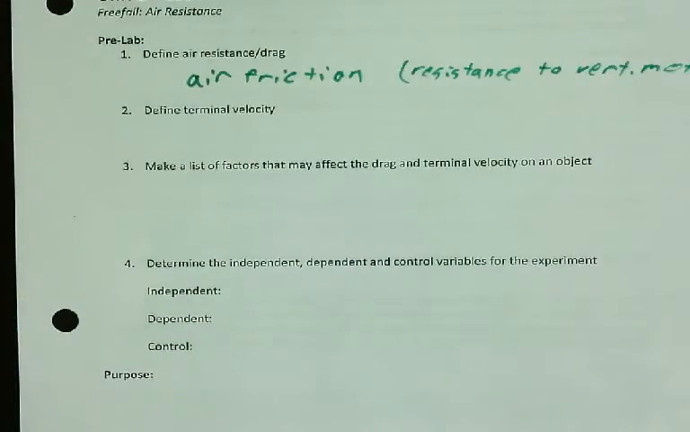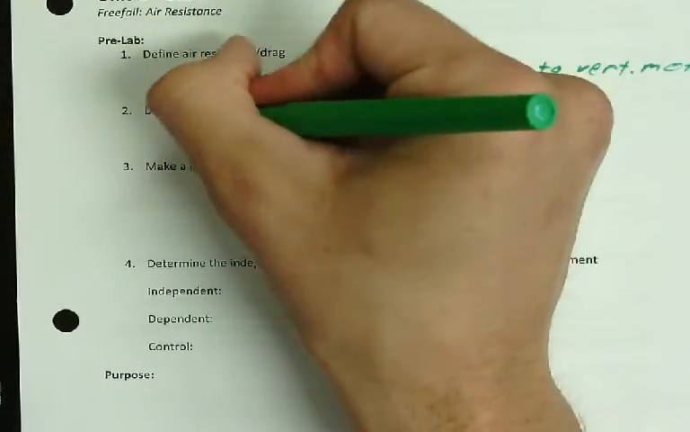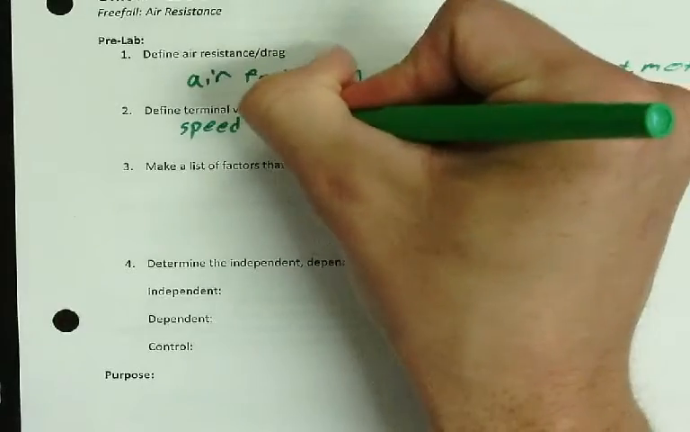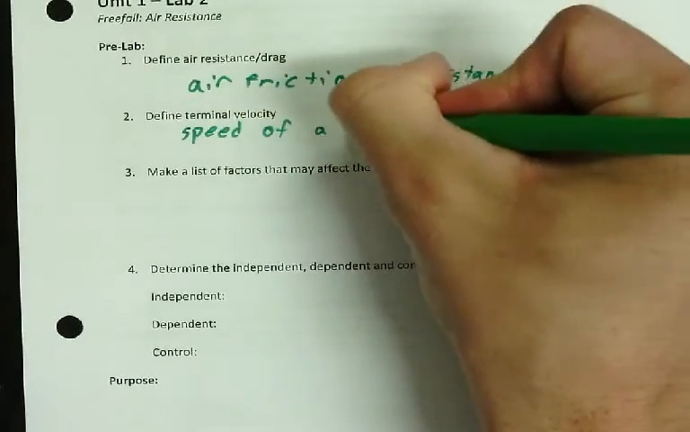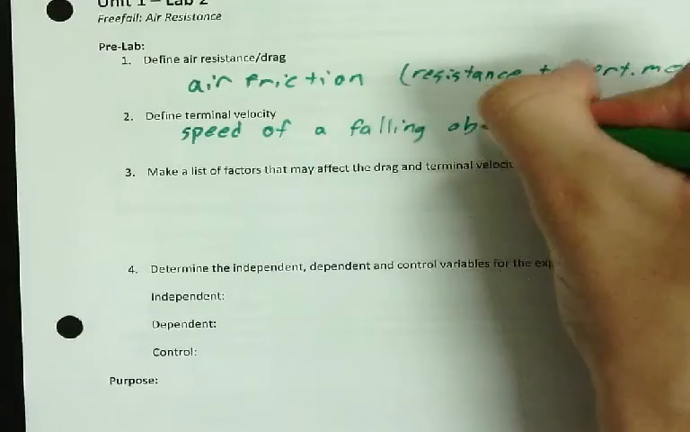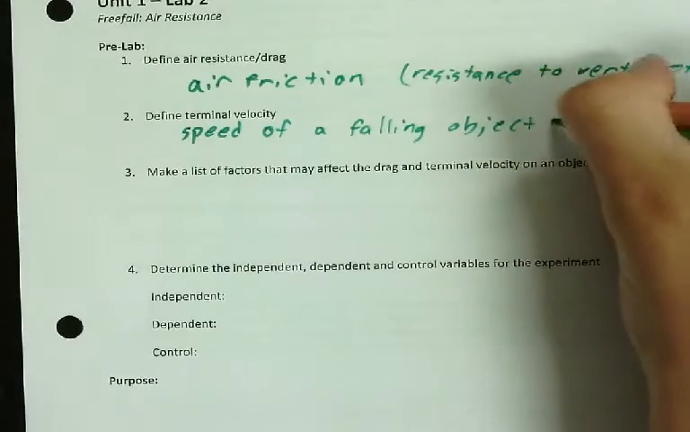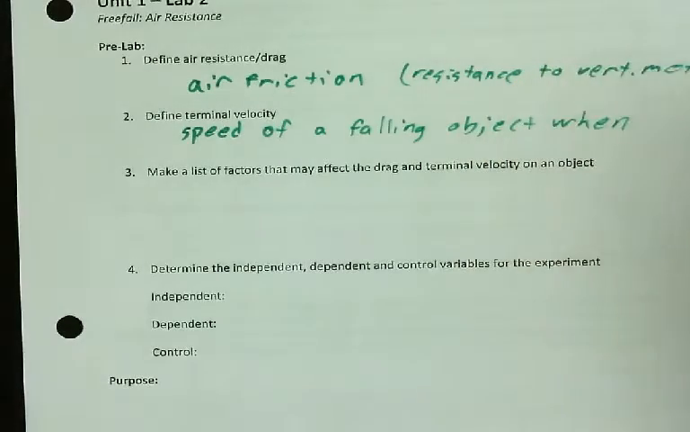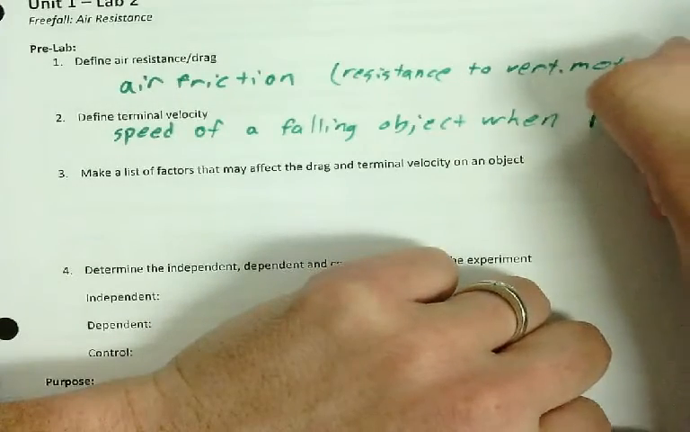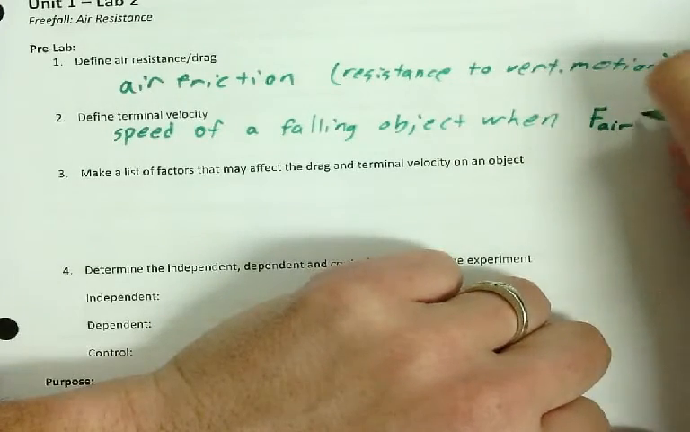Terminal velocity. Terminal velocity is the speed of a falling object when air resistance equals gravity.